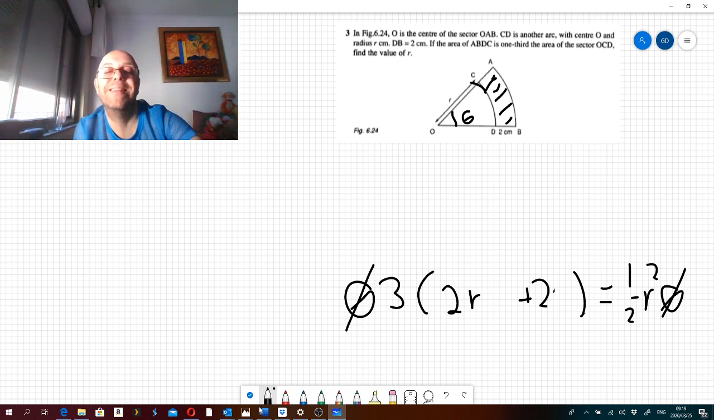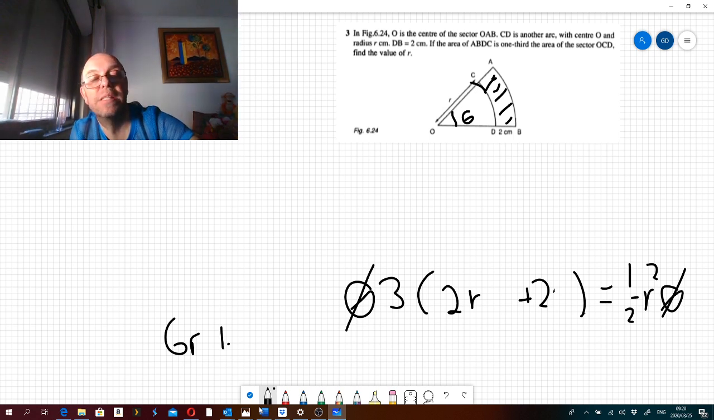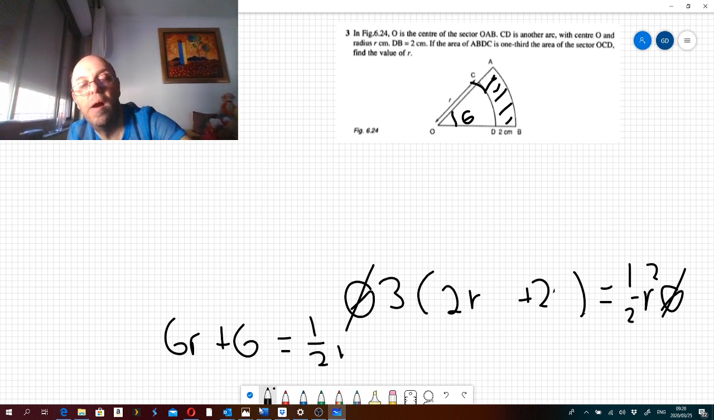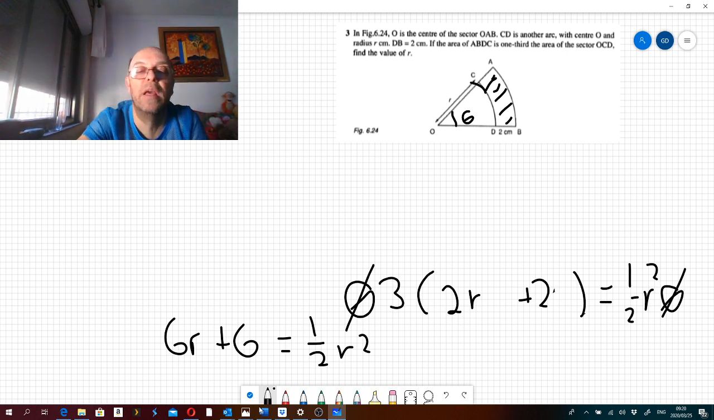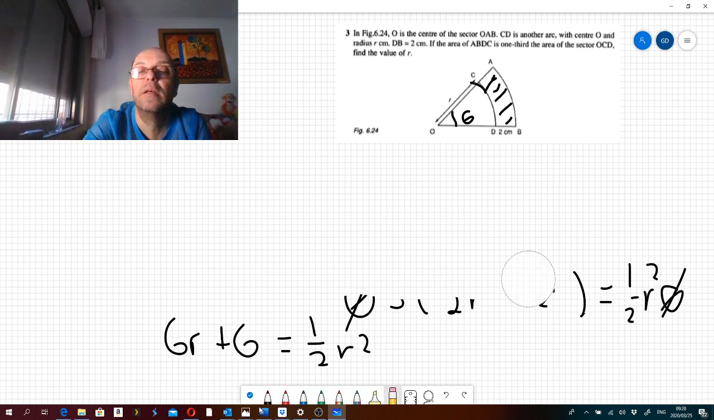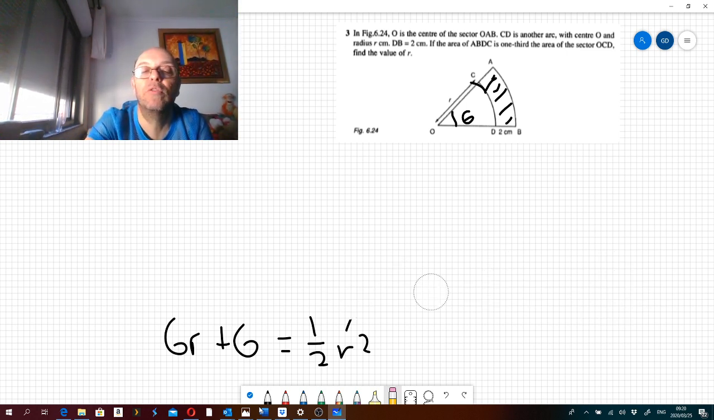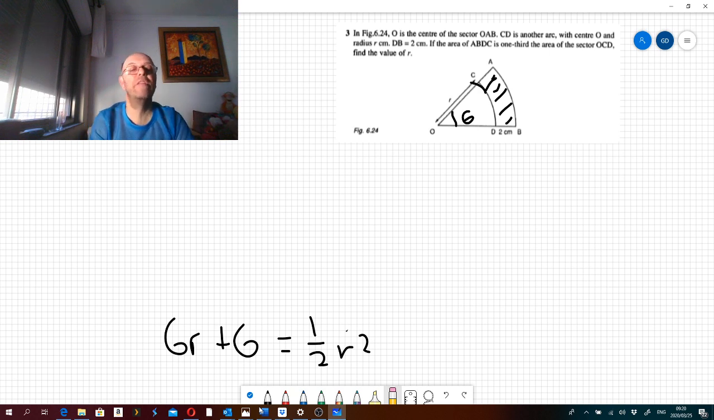We can also say that this is 6r, 3 times the 2r is 6r, and 3 times the 2 is 6, and that must equal a half r squared. Not theta, just half r squared, because the thetas have already cancelled. So this leaves us with a quadratic expression in r. Okay, I'm going to also multiply everything by 2 just to get rid of that half, and then I'm going to take everything over onto the right hand side, leaving a 0.